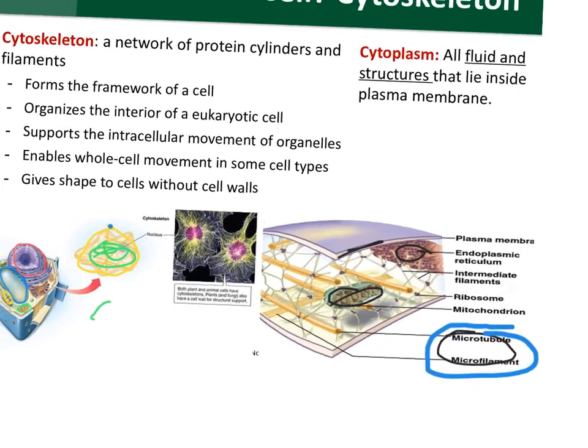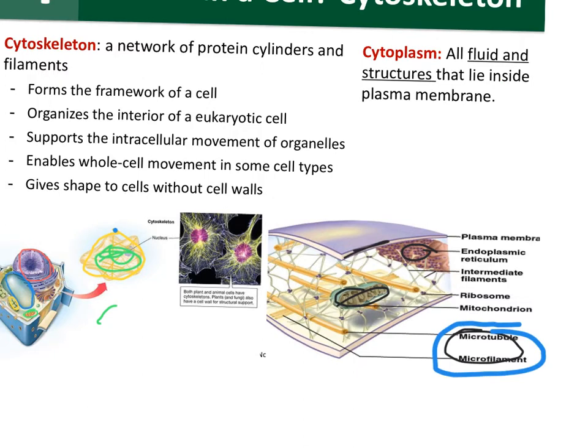The cytoplasm is where everything happens inside the plasma membrane. So here's our plasma membrane right here. This is outside the cell. This is inside the cell. And the cytoplasm is a fluid kind of in here with all the different things.